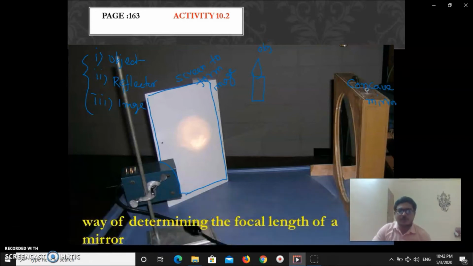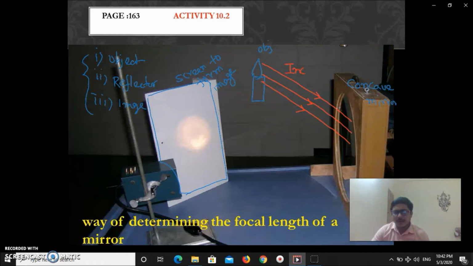Now let's proceed to the image formation. I have placed the object in such a way that rays will come on the spherical mirror, and after reflection they will meet at a particular point on the screen. Chalo, let's complete the diagram now.